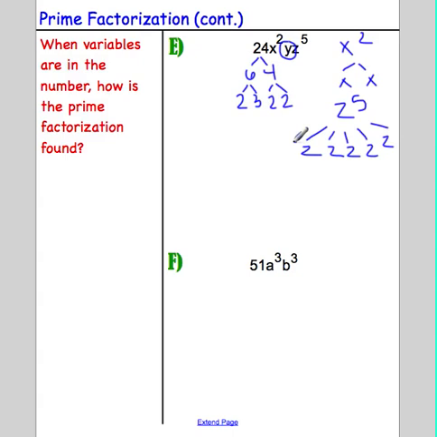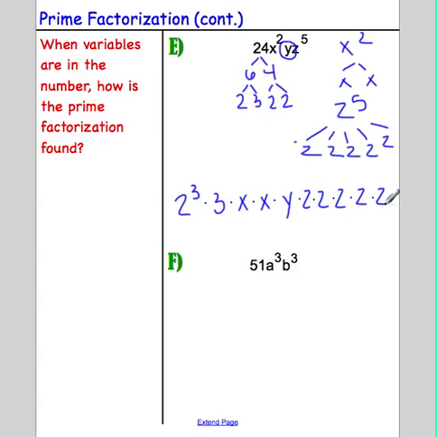So I'm going to write down that my prime factorization is 2 to the 3rd times 3 times x times x times y times z times z times z times z times z. I know that's a mouthful, but that's the way we're going to have to do it to make sure you're demonstrating that you understand what's going on.